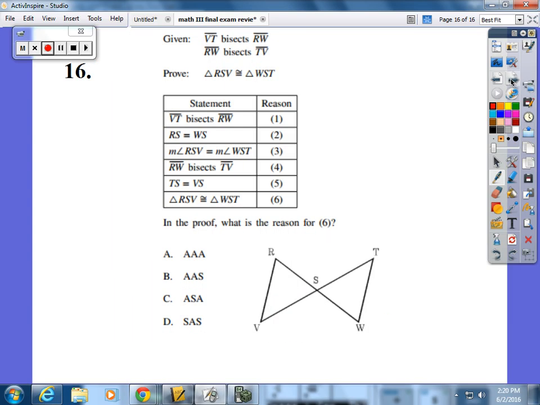Okay, and your last problem is a proof. We have a pair of triangles. We're given that VT bisects RW, so that makes these two pieces equal. And RS is congruent to WS by the definition of bisector. Angle RSV is congruent to WST by vertical angles. RW bisects TV, which makes these two pieces congruent. So now we have side, angle, side congruency. And that's the end.